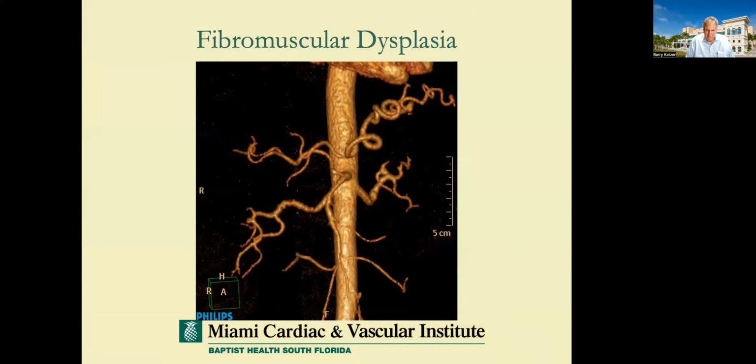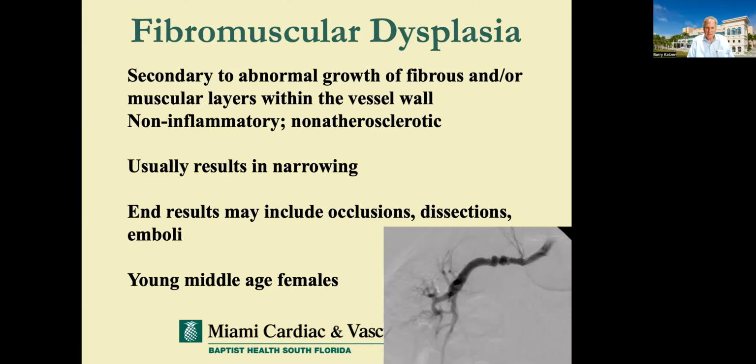I think everyone in this audience certainly is an expert regarding fibromuscular dysplasia and the abnormalities that we see. And typically when it comes to renal vascular disease, we see this very irregular string of beads on images such as this, a CT scan of the abdomen. As you know, it's a result of abnormal growth of the fibrous muscle layers within the wall. It's not considered an inflammatory disease and it's not atherosclerotic, but it usually results in narrowing of the renal artery.